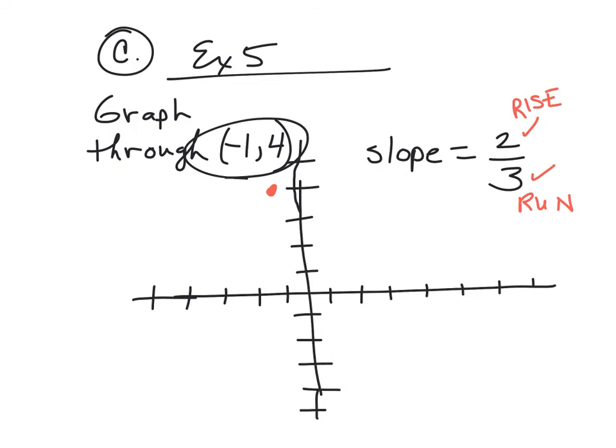3 to the right because the 3 is positive. If the 3 was negative, then we'd go left. So we're going to go up 2, then 1, 2, 3 to the right. Boom. There's another point on the line. And now we can graph the line.